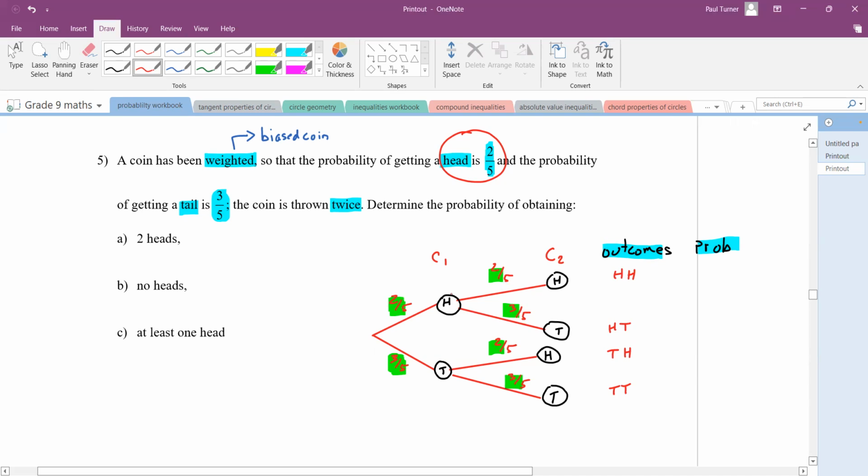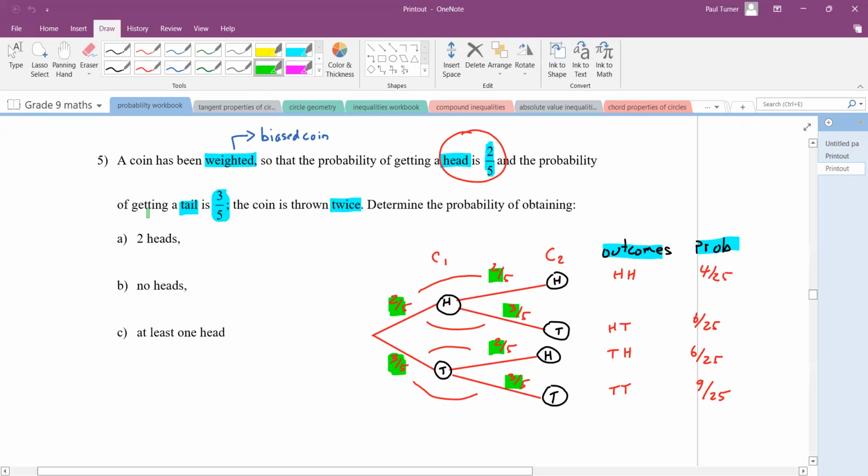So if we want the probability of getting 2 heads, we will multiply these fractions across the tree. So we're going to get 4 out of 25. Then we're going to get 2 times 3, 6 out of 25. Then we'll get 3 times 2, 6 out of 25. And 3/5 times 3/5, that's 9 out of 25 here as well. Okay, so just practice multiplying across the tree here to get these final fractions as the probabilities.